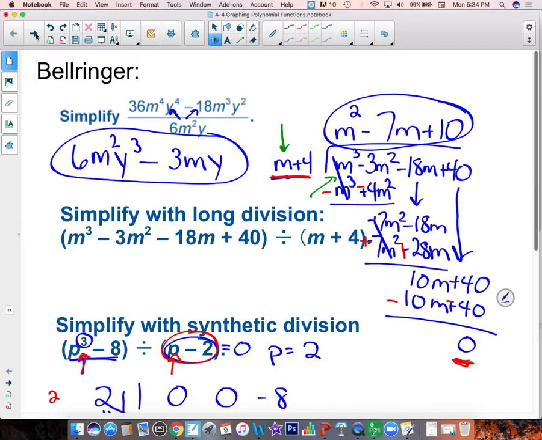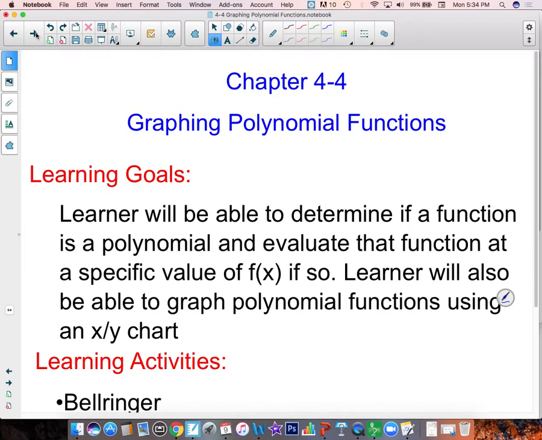Okay, back to starting the next section. So that's chapter 4.4, graphing polynomial functions, all right?